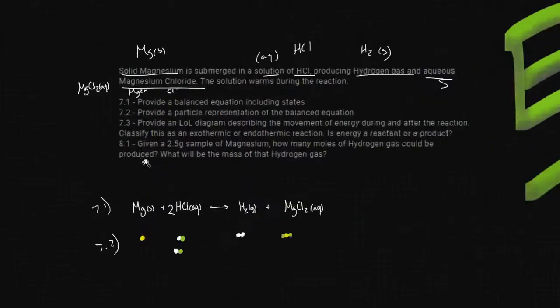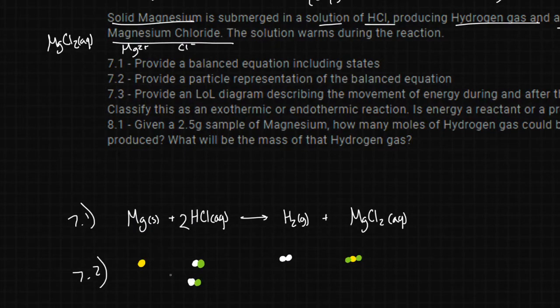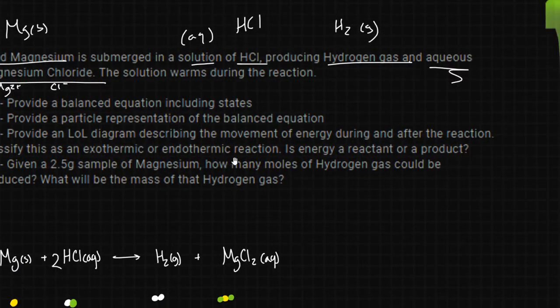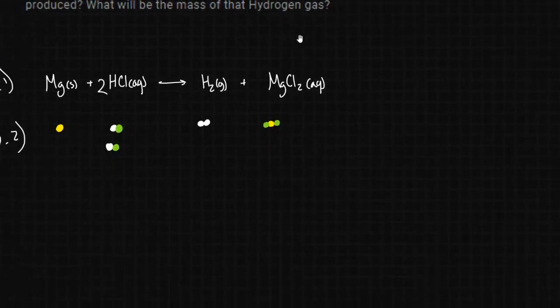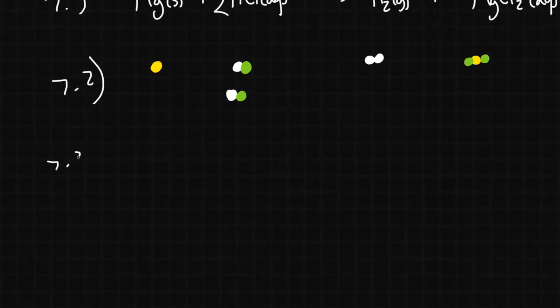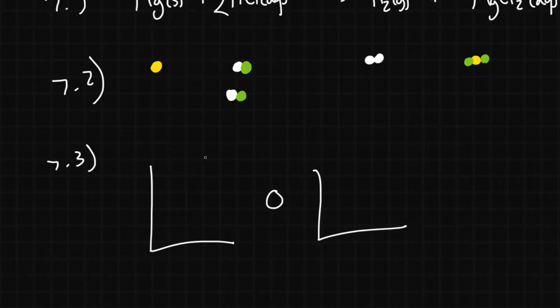All right, next. 7.3, provide an LOL diagram describing the movement of energy during and after the reaction. So we are told that the solution warms during the reaction. So let's draw this out. If the solution is going to warm up, that means the energy stored thermally is going to increase. So if I say it starts off with 2 boxes, let's say it goes up to 4 boxes.